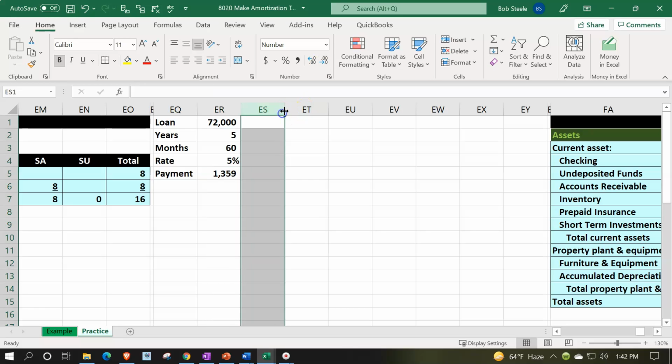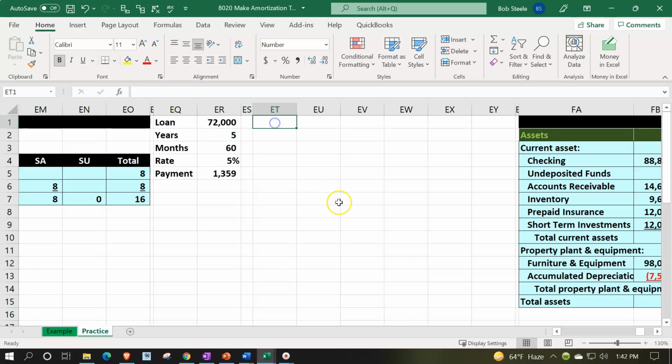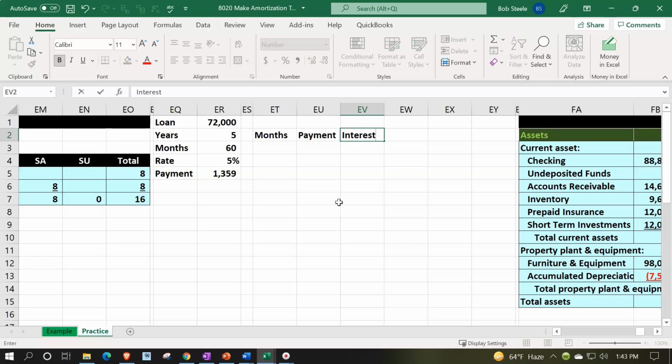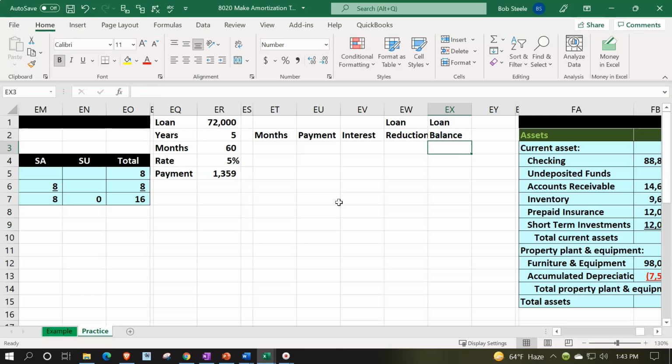I'm going to take the pennies off, however, and we'll keep it kind of rounded. Let's make this column a little bit skinnier. We don't need to make it as skinny as all the skinnies, but we'll make it a little skinnier. And then we'll put our headers for our amortization table. Months, the number of periods, it's going to be 60 of them. Payment, which is going to be that 1359. We've got the interest, the rent on us getting the money, the loan reduction, the decrease in the loan amount for each payment, and the loan balance, what the balance will be after the loan reduction amount.